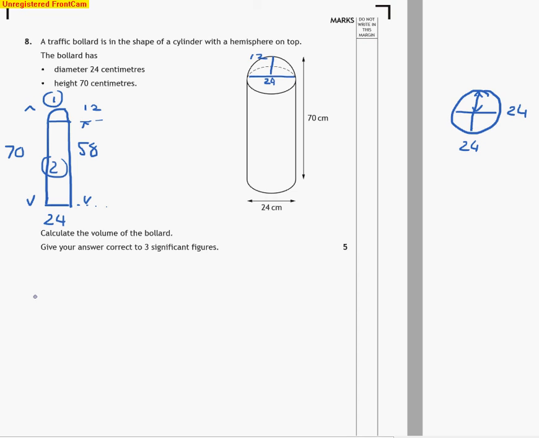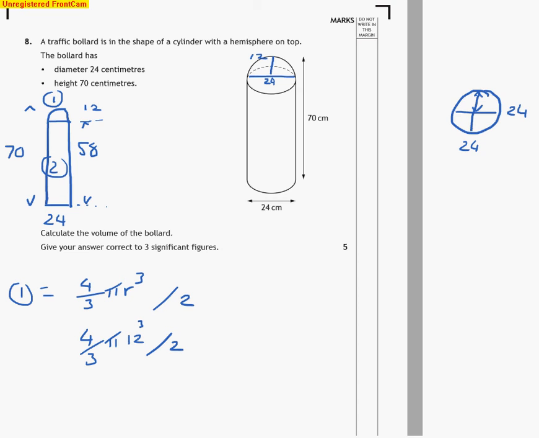So for shape 1, we've got a hemisphere. We know the volume of a sphere is 4/3 pi r cubed. But we've got a hemisphere, so we want to divide that by 2. And that's the first mistake folk will make, forgetting to put that in. So if we substitute that in, we're going to have 4/3 pi r cubed. Our radius is going to be half the diameter, so it's going to be 12. It's going to be 12 cubed divided by 2.